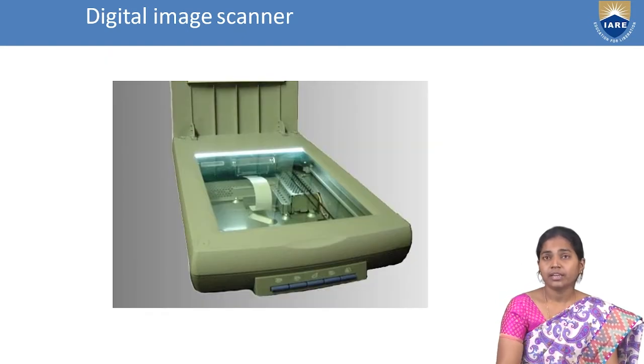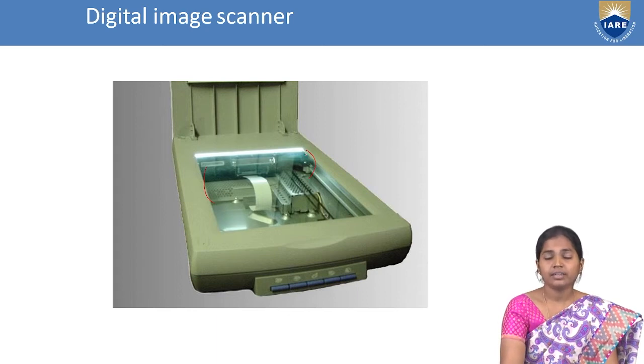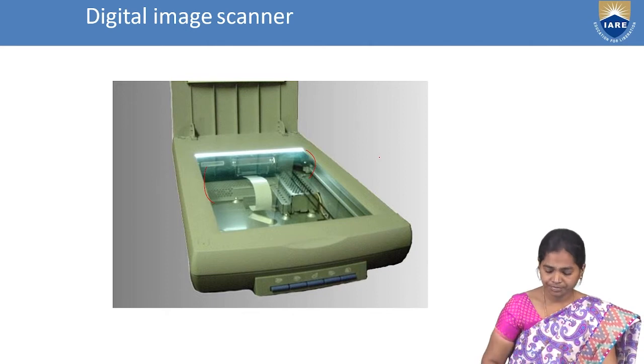So this is the flatbed scanner. In this, whatever the object we need to scan, we need to keep on top of the glass, and after scanning it moves vertically and horizontally, scanning the rows and columns. Whatever the resultant is, it is obtained in our computer. This is one type of scanner.